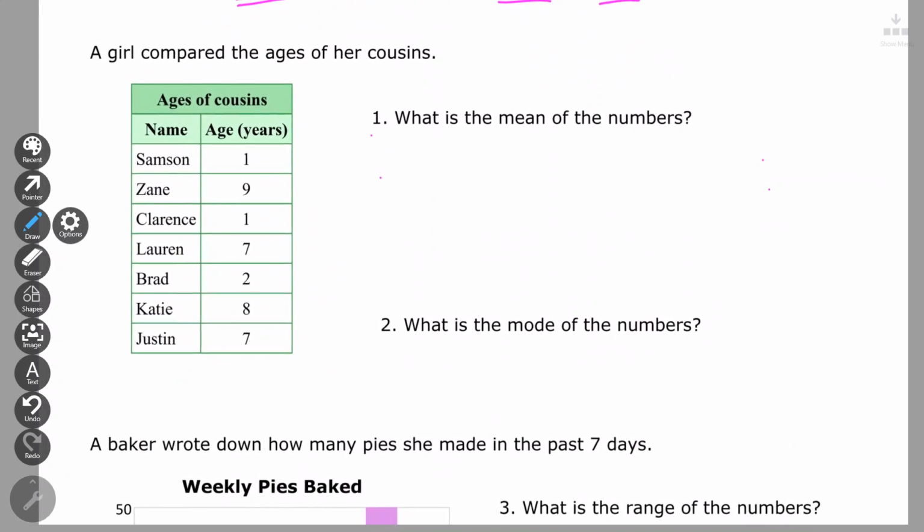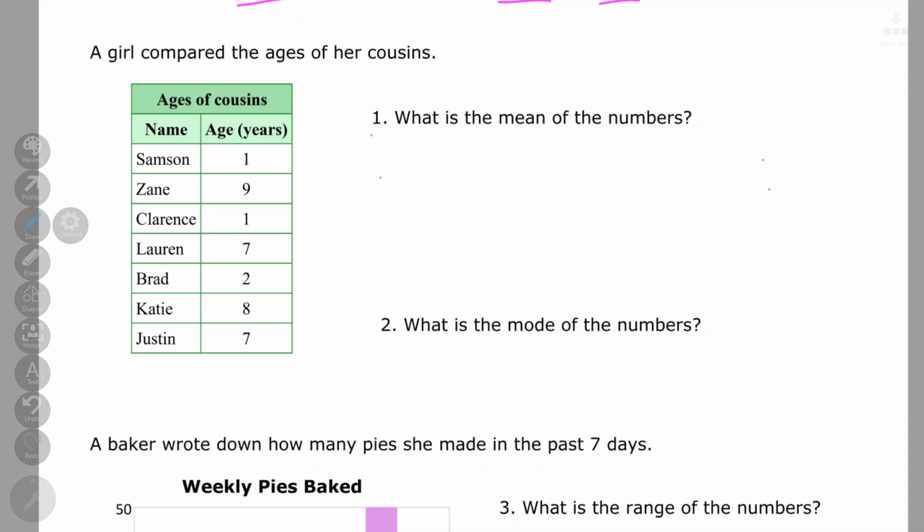All right, so let's look at these charts and graphs to find the mean, median, mode, and range. A girl compared the ages of her cousins. There they are listed. You have the name of each cousin and how old they are in years. What is the mean of the numbers? Now, the mean means the average, right? The average. So you're going to have to add up all of the numbers and you're going to divide them by how many cousins she has.